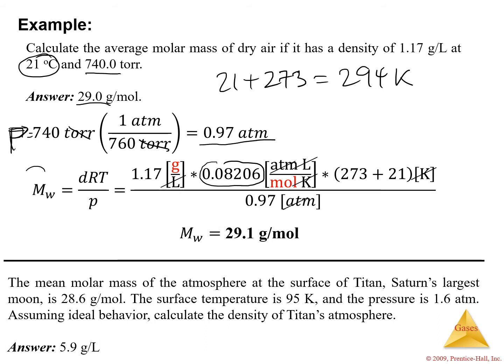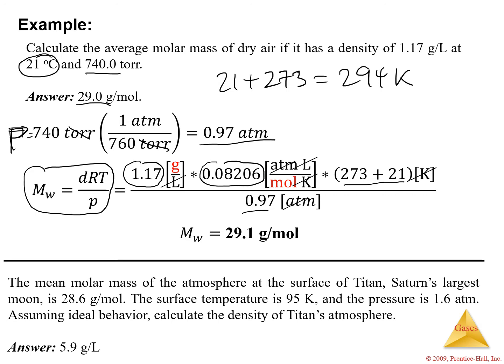And of course, we have that formula. Molecular mass is the density over RT times RT over pressure. We have the density 1.17. The R value is in units of atmosphere, liter, mole, and Kelvin. We have the temperature in kelvins and the pressure in atmosphere.